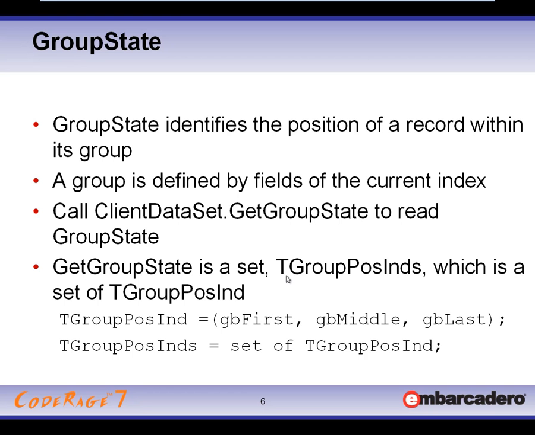GetGroupState returns a set of TGroupPosInd items. TGroupPosInds is a set of TGroupPosInd, and these include the flags gbFirst, gbMiddle, and gbLast. What's important to notice is that this set could contain 0, 1, or 2 values. Actually, when I think about it, it's going to be 1 or 2 values. Either it's going to be the first, it's going to be somewhere in the middle, it's going to be last, or it could be first and last if there's only one element in the group.